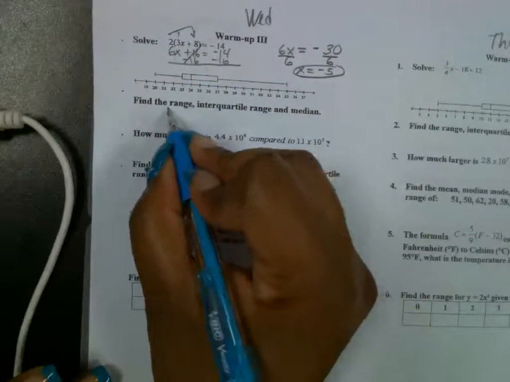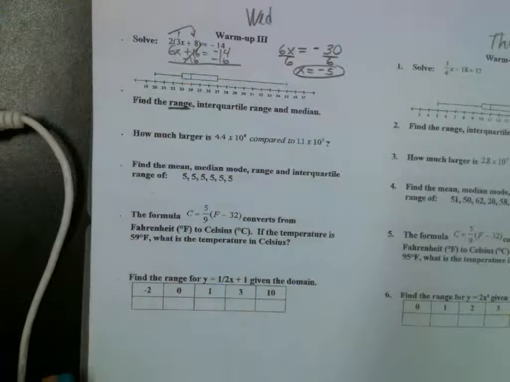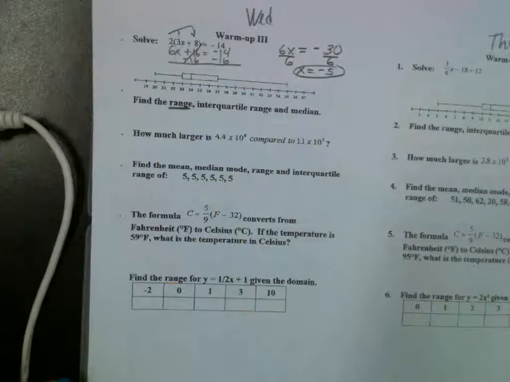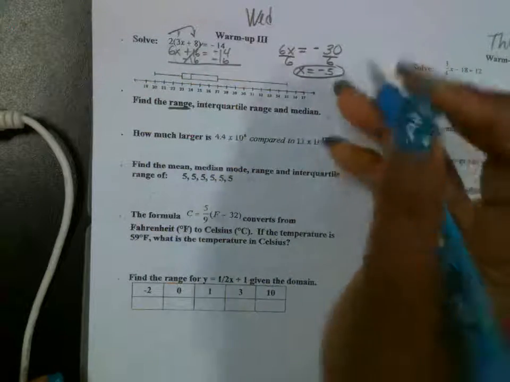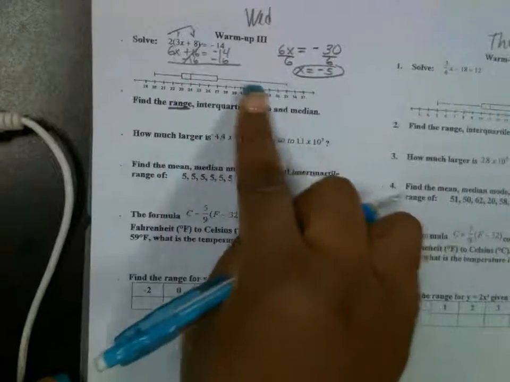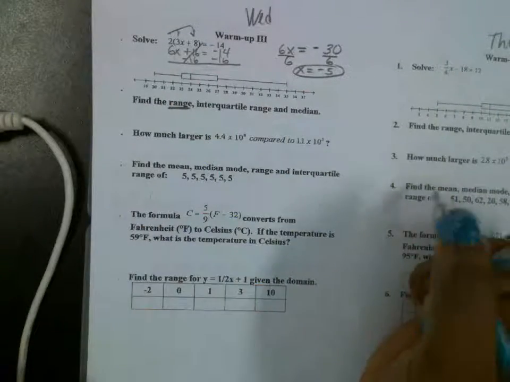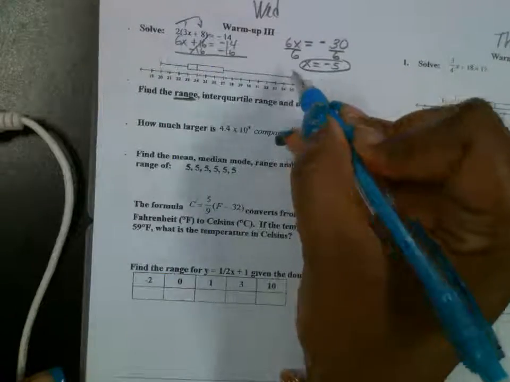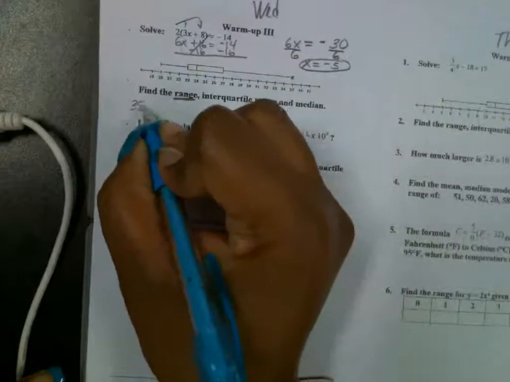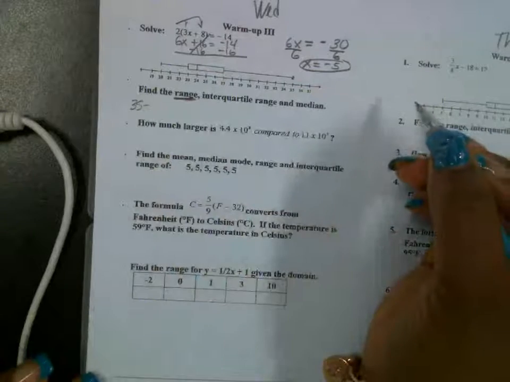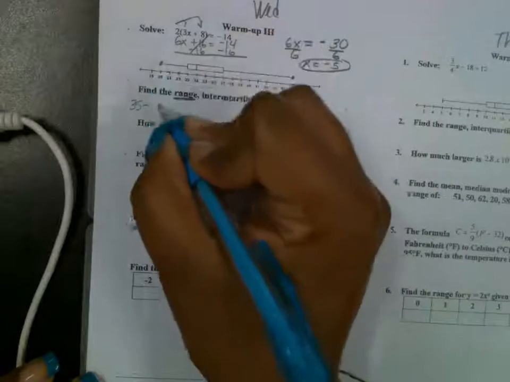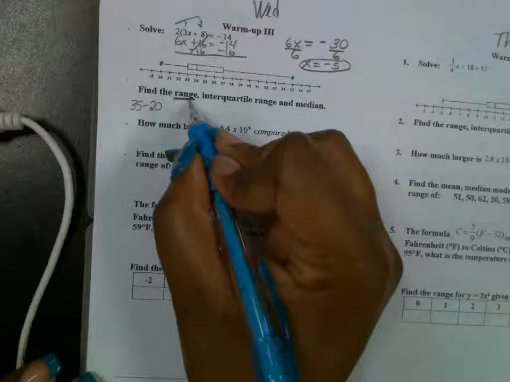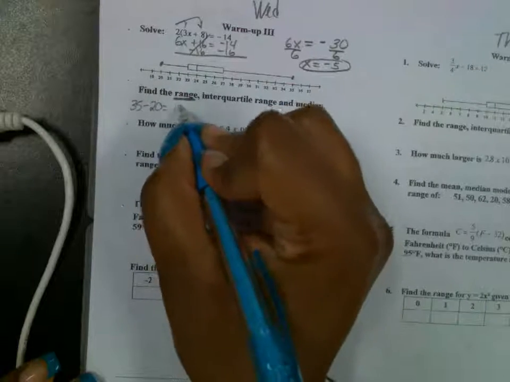Okay. All right. So now we're looking for the range. The range is when you subtract your highest number minus your lowest number. The highest number in this box and whisker is what? 35 right here. So we got 35 minus what? What's the lowest? 20 right here. And what does that give us for the range? 15 for the range.